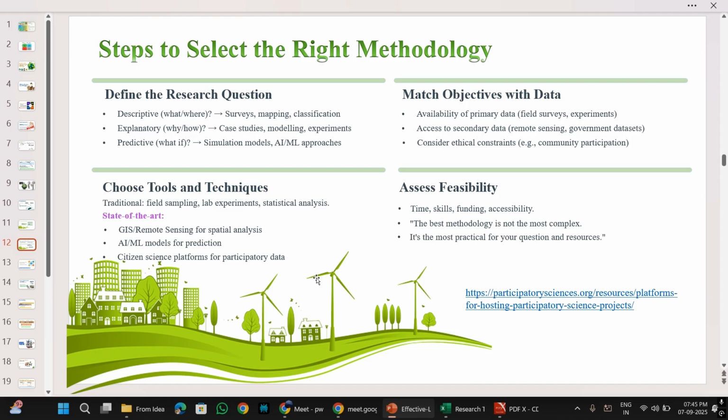Any good journal that you take up, any Elsevier journal, if you are in environmental research, life sciences or earth sciences, what you can do is just go ahead and look at the different papers that are very relevant to your study. You will realize that they are using machine learning, they are using remotely sensed data, different types of satellite data, and things like that. Besides that, citizen science platforms for participatory data. Now there are these platforms that are available. I have given a link to this participatory sciences platform over here, you can refer to that.